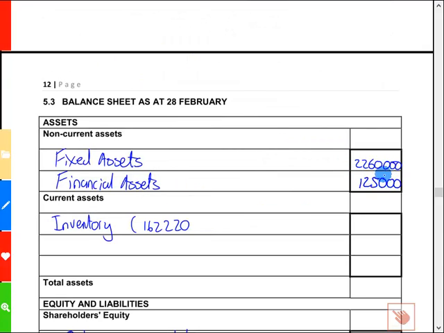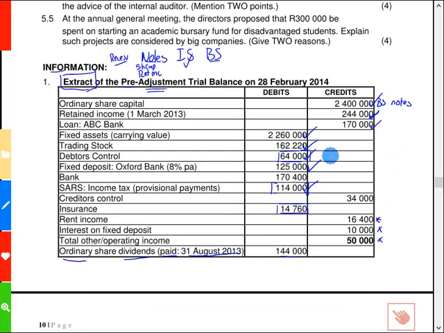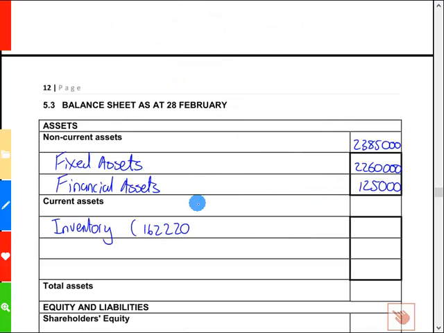And now we can fill in our total non-current assets. Fill in the total of 2,385,000. Right, let's continue. So this is easy marks, eh? Bank 170,400. Right, that is going to be part of my current assets. Cash and cash equivalents.